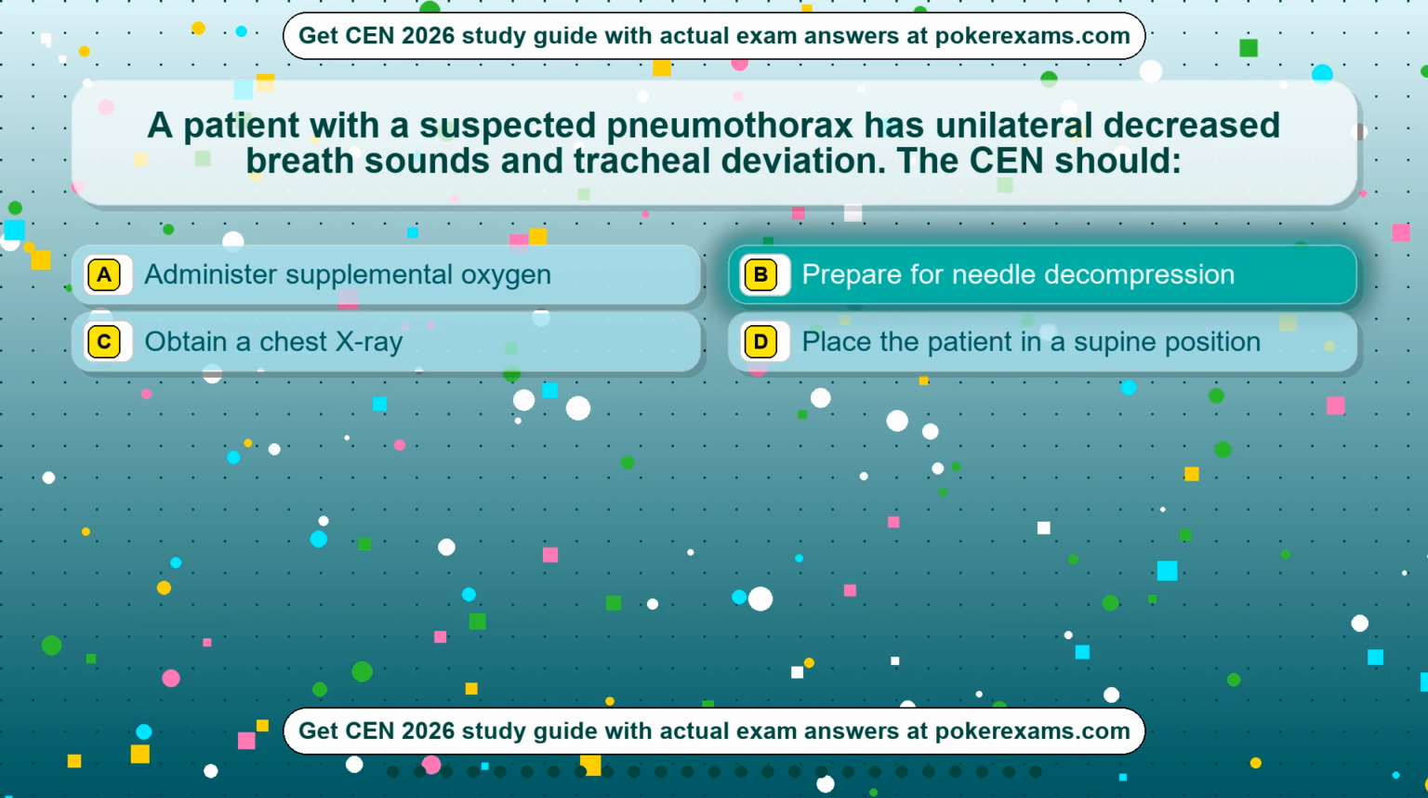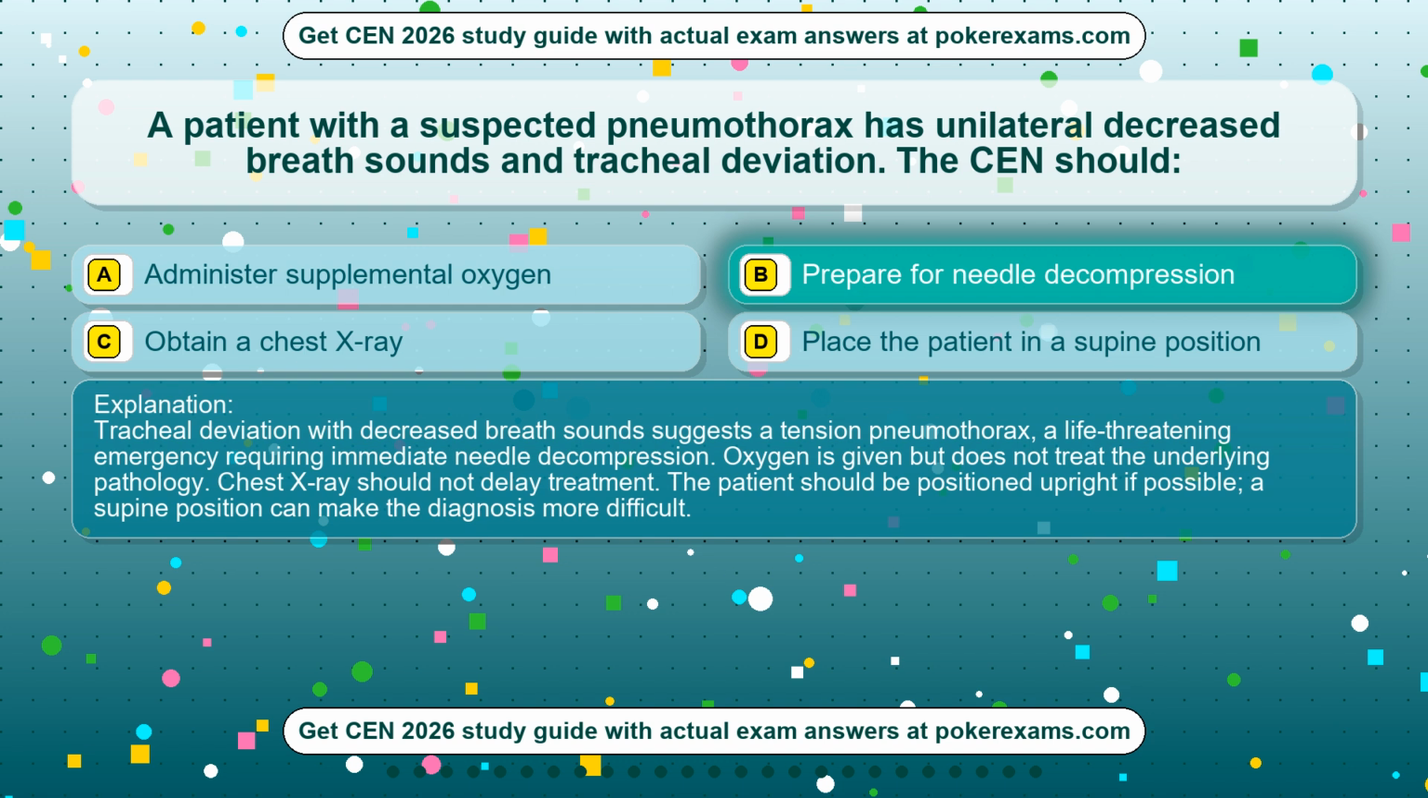Prepare for needle decompression. Tracheal deviation with decreased breath sounds suggests tension pneumothorax, a life-threatening emergency requiring immediate needle decompression. Oxygen is given but does not treat the underlying pathology. Chest X-ray should not delay treatment. The patient should be positioned upright if possible. A supine position can make the diagnosis more difficult.